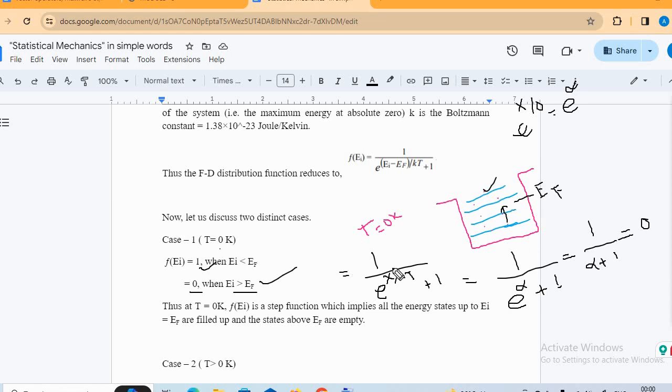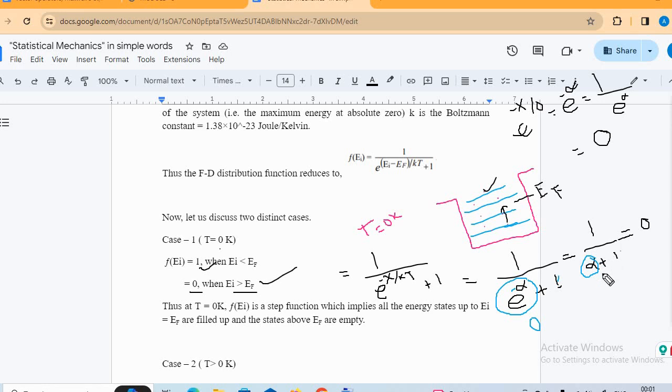But if you are talking about the case T is 0, with particles available at energies lesser than the Fermi level energy, obviously this E minus EF will give you a negative factor. So this becomes E to the power minus of this thing, which is 1 by E to the power infinity, and 1 by E to the power infinity is equal to 0. So one can assume that as this is minus, this factor becomes 0. Earlier it was infinite, but here this factor becomes 0. Okay, so overall, this factor becomes 0.